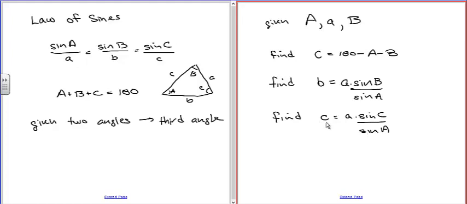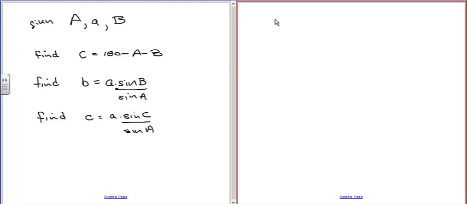So then you could find side C using the law of sines. So if you're given two angles and a side, calculate the third angle and then use the law of sines. Now the other situation is if I gave you A, small a, the side length, and B. Well, there I only know one angle, so I'm going to need to know another angle somehow.